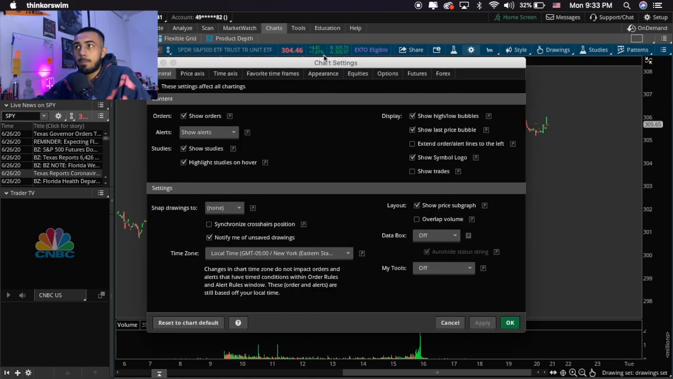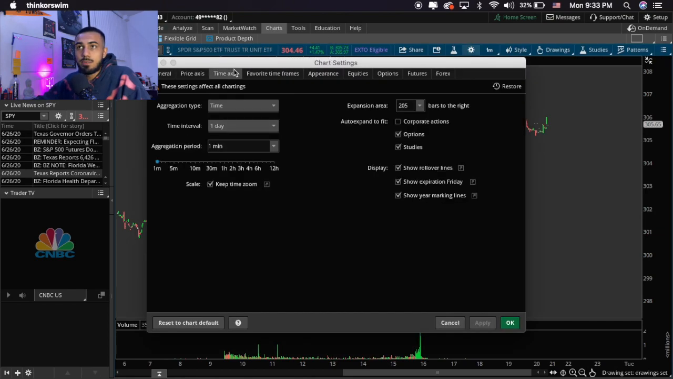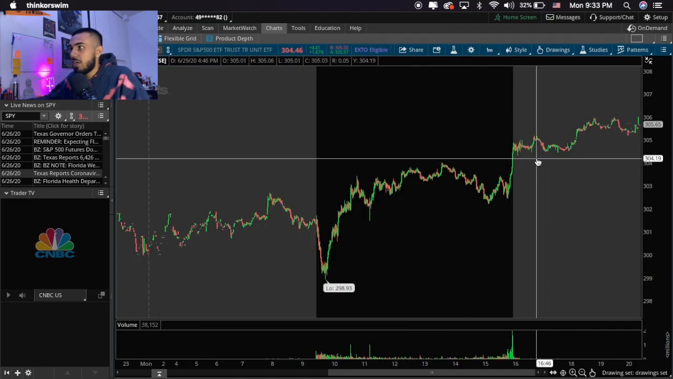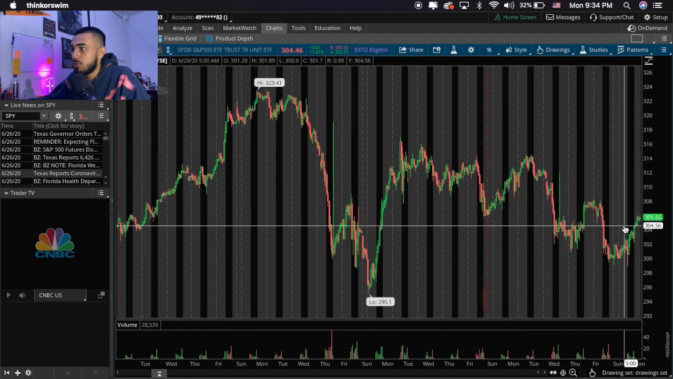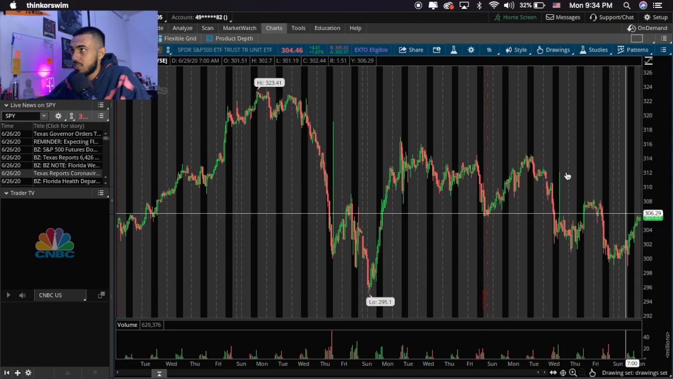After that, you want to go to time axis, and your expansion area is probably going to be at 0. Let me wait till my keyboard starts connecting. Okay. Your expansion area is probably going to be 0. All that means is there's no expansion area right here when the stock moves intraday, or even 1 hour. You see it'll bring it right to the edge of the screen.